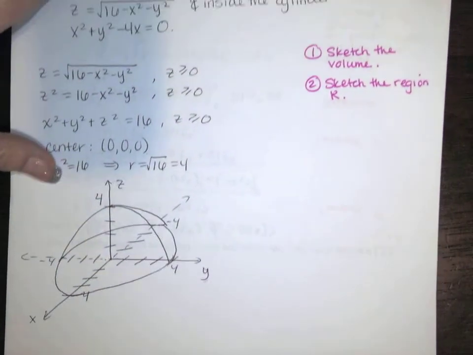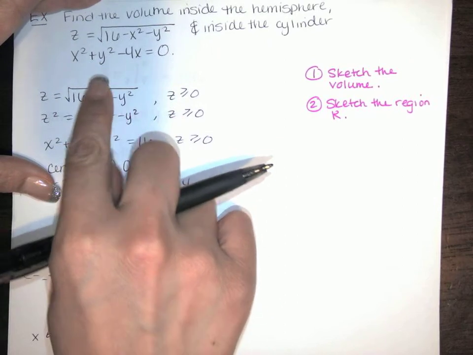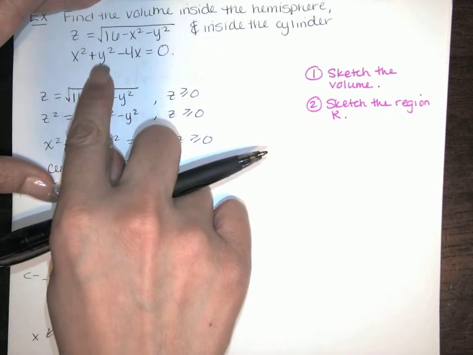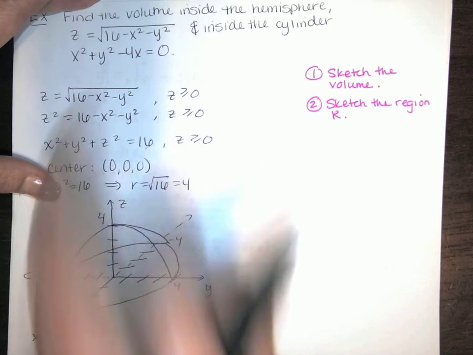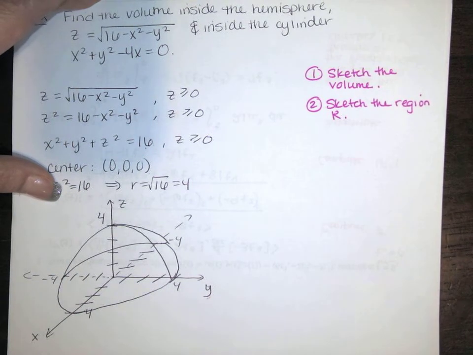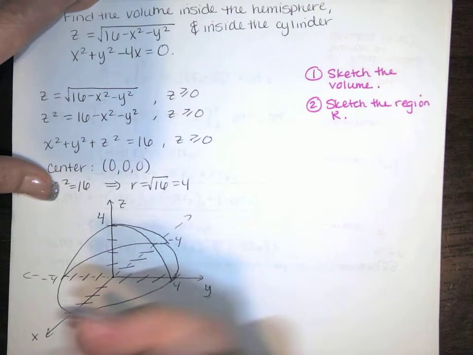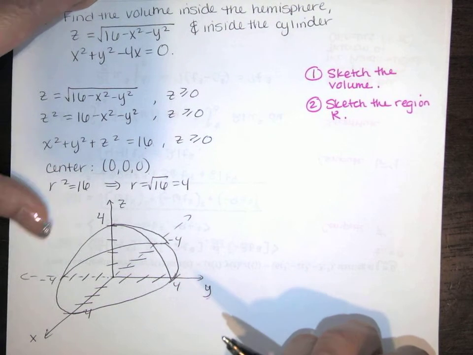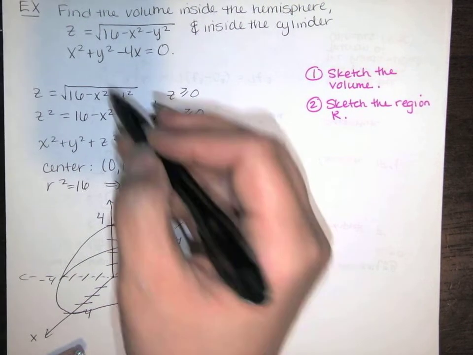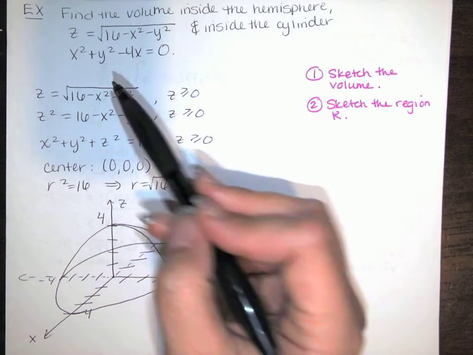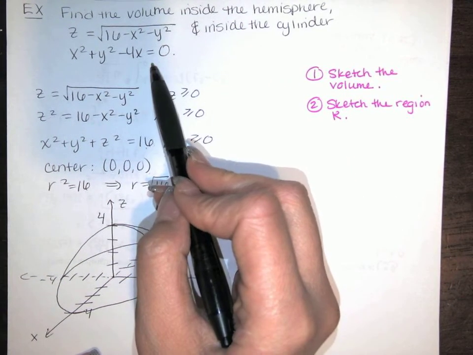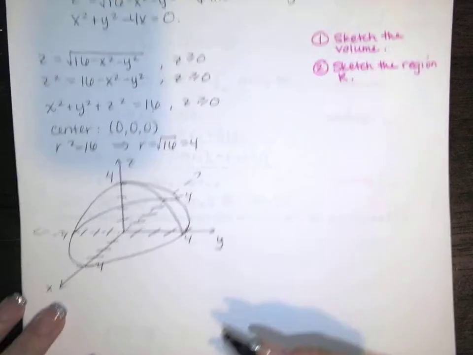Now the region R is defined by this cylinder. We've got x squared plus y squared minus 4x equals 0. Now that's a circle in the xy plane, but then it's going to extend up because there's no z in it. Z is free to be anything. So it's a cylinder. To find out which cylinder it is, I need to rewrite this, which requires completing the square.